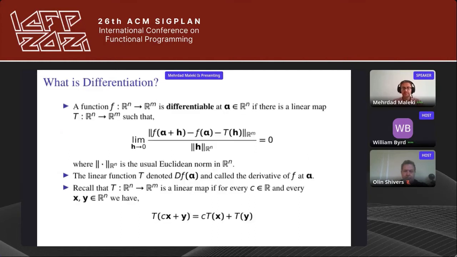The classic definition of the differentiation of a function from Euclidean space to another Euclidean space is a linear map which approximates that function at a given point. So this definition may not work for computing the derivative, so we need some intuition from this definition to work with.